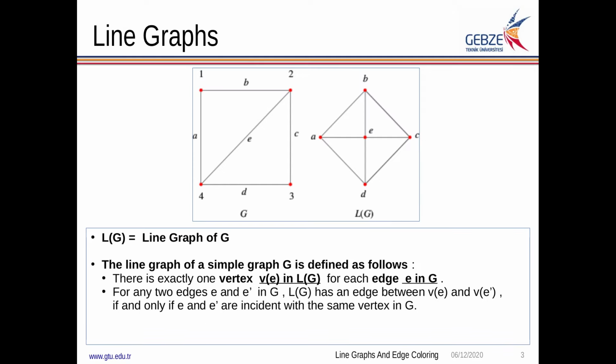Okay, what is a line graph? A line graph of G. For example, this is a graph, and this is its corresponding line graph. The edges are mapped to vertices, and the vertices are connected if the edges are incident with the same vertex in G.